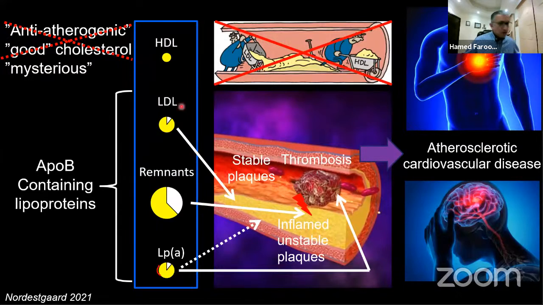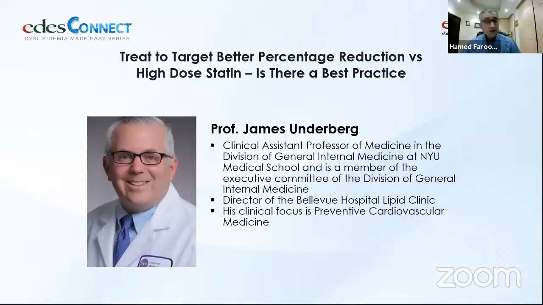Thank you very much, Professor Nordestgaard. So our final speaker is Dr. James Underberg, who is going to talk to us about treat to target: is percentage reduction better versus high-dose statin? Is there a best practice? Dr. Underberg is a clinical assistant professor of medicine in the Division of General Internal Medicine at NYU and is a member of the executive committee of the division. He is director of the Bellevue Hospital Lipid Clinic, and his clinical focus is preventive cardiovascular medicine. So now over to Dr. James Underberg.